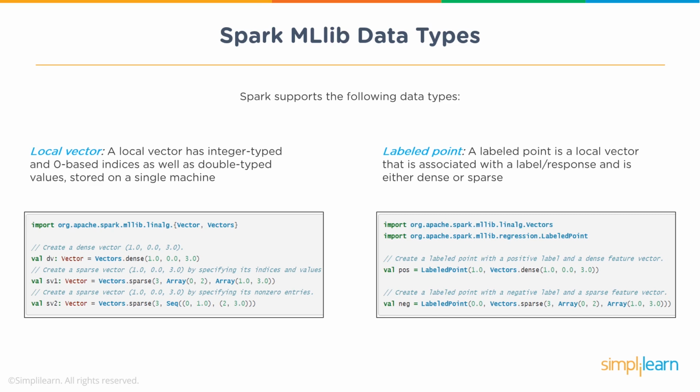Here we are importing the packages. Then we create a variable val pos, where we say LabeledPoint, give 1.0, and then give Vectors.dense or Vectors.sparse. These are your MLlib data types which are used.